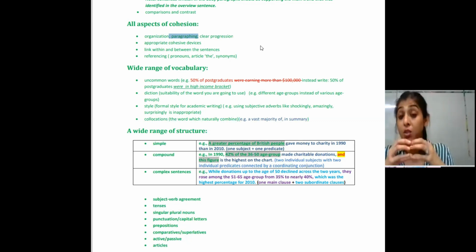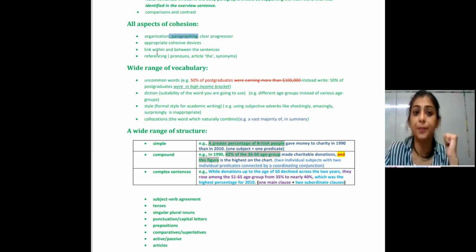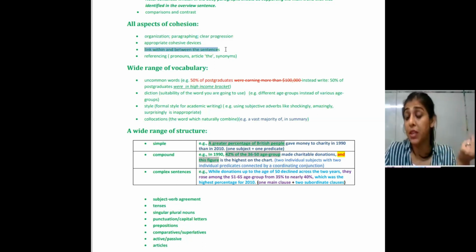So what you need to do is use cohesive devices where it is necessary, where it is appropriate. Because writing cohesive devices without understanding their perfect use will rather mar your score. That's it. Got it? So now the next thing is about the link within and between the sentences. Link within and between the sentences. I told you about this when I discussed the organization, I think.